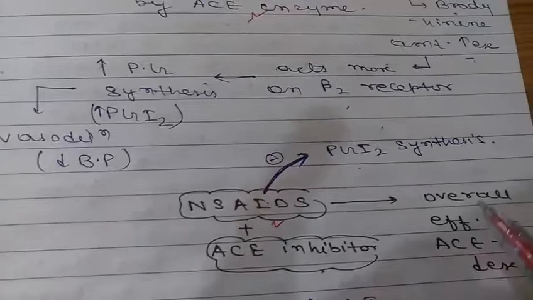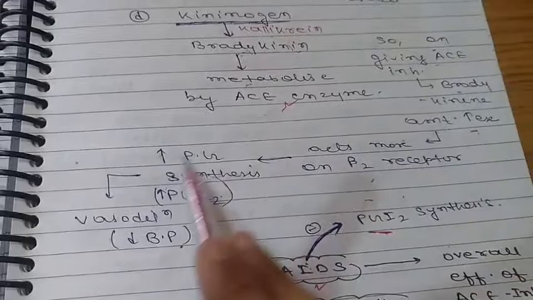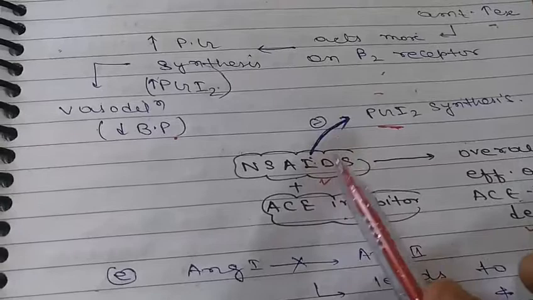Overall effect of ACE inhibitor decreases, because this will inhibit prostaglandin synthesis, so prostacyclin will not be synthesized, so vasodilation will not be there. Okay, so this pathway will be blocked in this combination if you are using ACE inhibitor with aspirin, like this ibuprofen here.